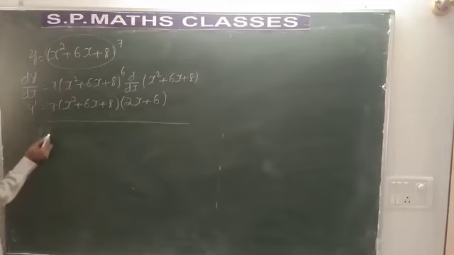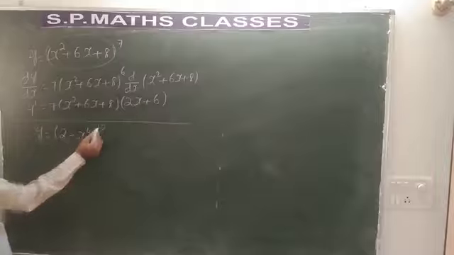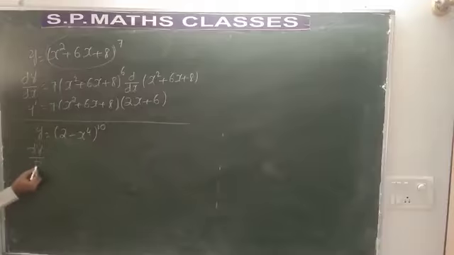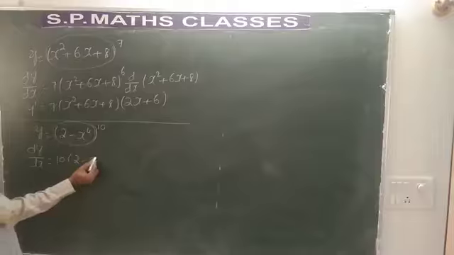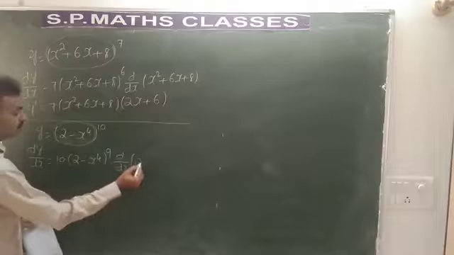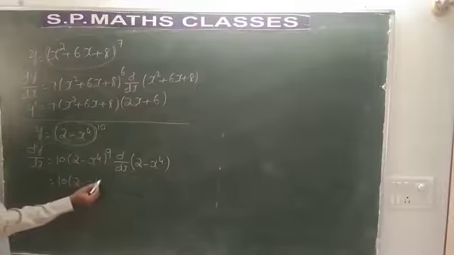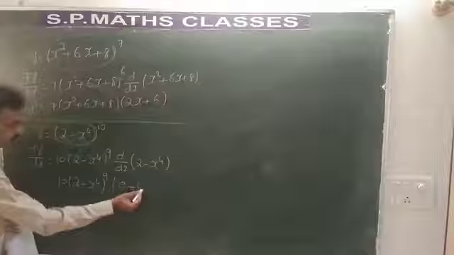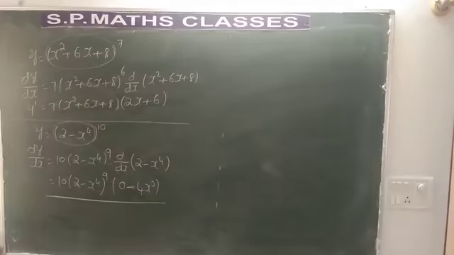Similarly, next one, y is equal to 2 minus x power 4 whole power 10. You need to find dy by dx. Consider the whole thing as x. 10 into 2 minus x power 4 whole power 9 into the derivative of 2 minus x power 4. That is 10 into 2 minus x power 4 whole power 9 into 0 minus 4x cubed. Hope you have understood this problem. Both are simple problems on chain rule.